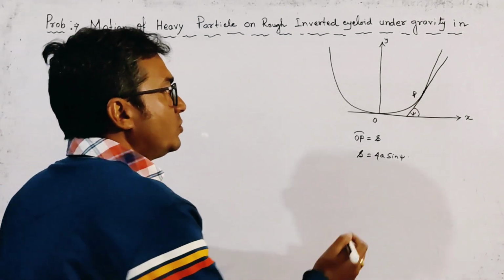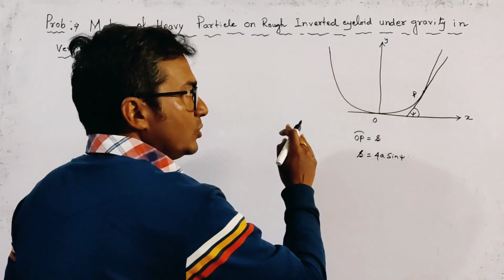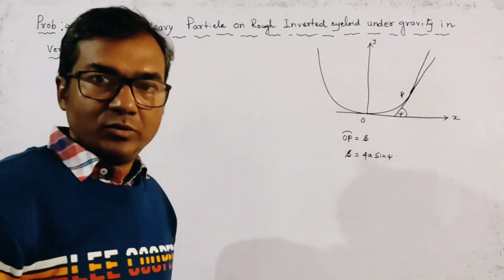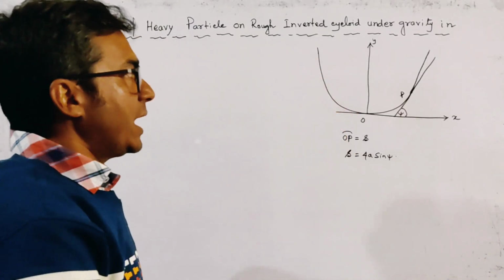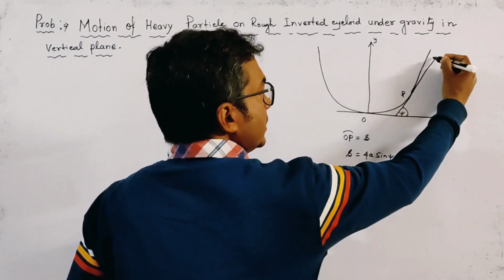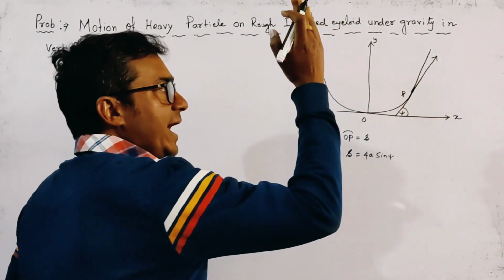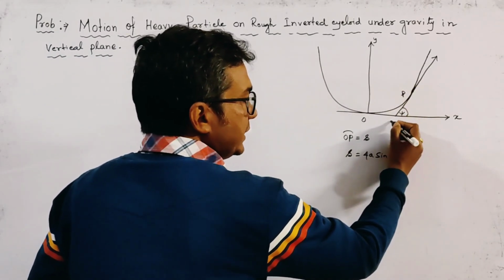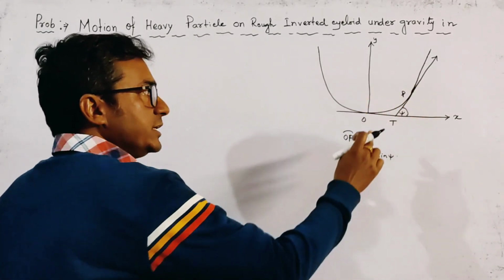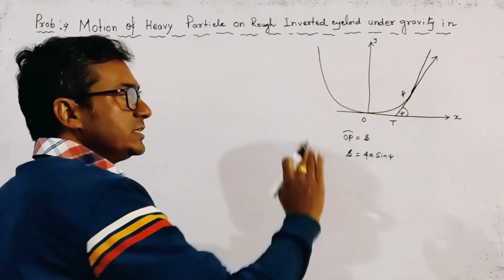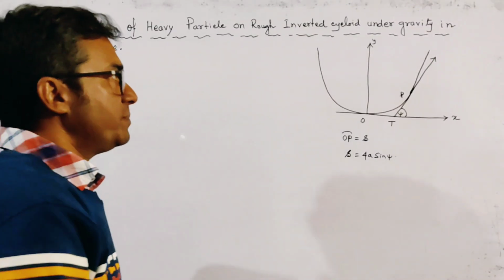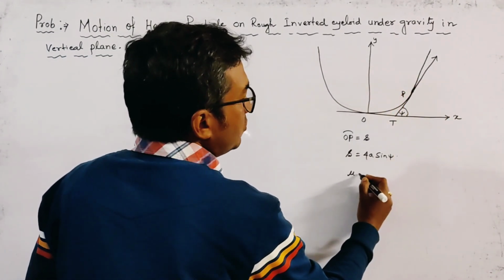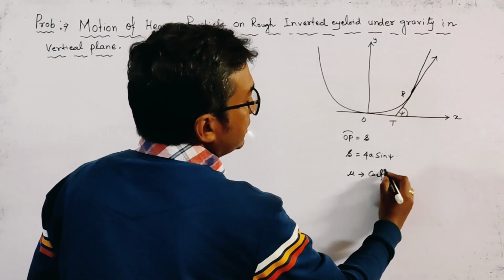Now since this is rough, a resistance force must be applied on this particle, and the resistance force acts in the direction opposite to the motion. So the resistance force acts along the tangent in the direction of TP. Let T be the point where the tangent intersects the positive x-axis, and let mu be the coefficient of friction.